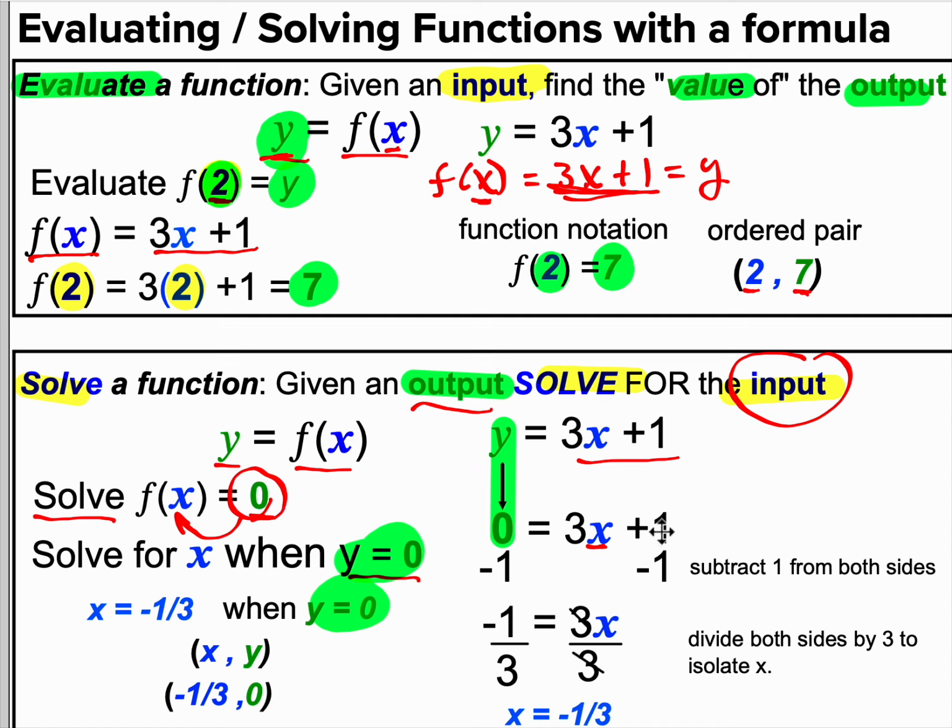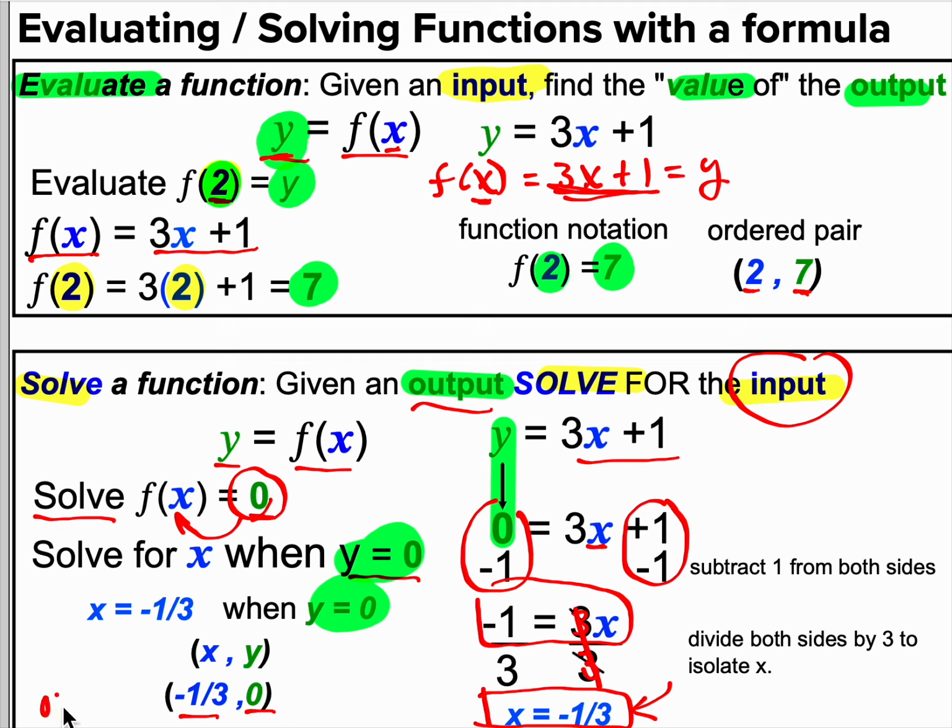So the first thing I want to do is subtract 1 from both sides, right? I want to get rid of this plus 1. So I'm going to subtract 1 from both sides. And that gives me -1 equals 3x. And I want to isolate x. So then I'm going to divide both sides by 3. And I get x equals -1/3 here. Okay, so now I know I've just solved for x. I isolated x, and when x equals -1/3, y equals 0. Here I've written it as an ordered pair. And that's it.